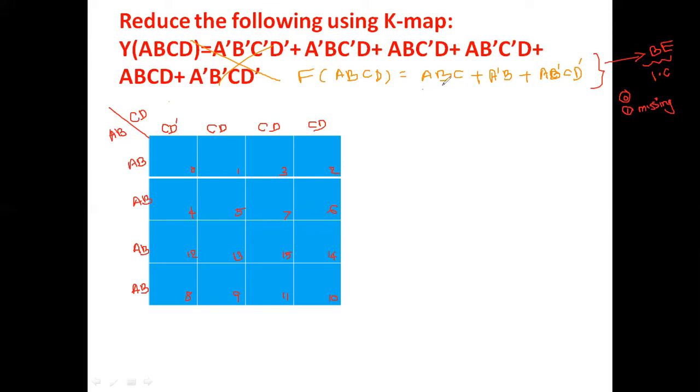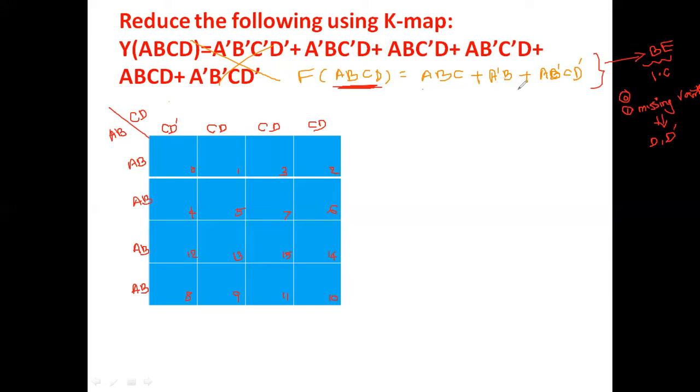In this first part, there are totally three variables. The problem itself mentions that this is a four variable equation. Here only three variables, so one variable is missing. That is D. Finding the missing variable is the next step. Then write the combinations of the missing variable. In this example D is missing, so its complement, the combination, is D bar.